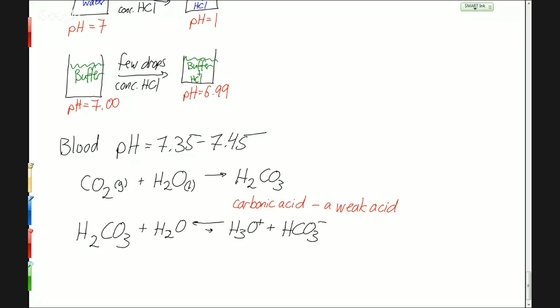Now, what can happen when that goes wrong is that what often causes that to go wrong is having too much or too little CO2. So if you have too much CO2, that's going to create more carbonic acid, which makes your blood more acidic.